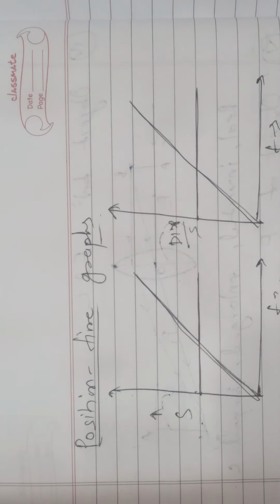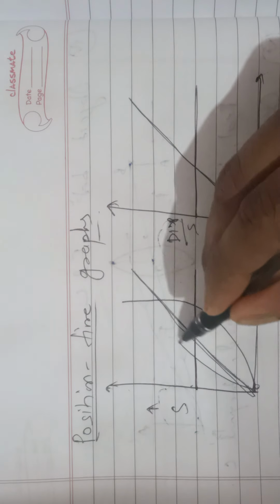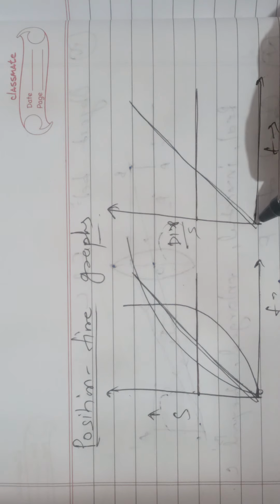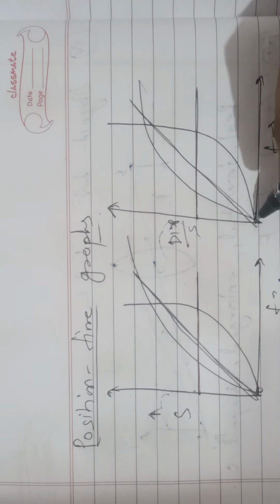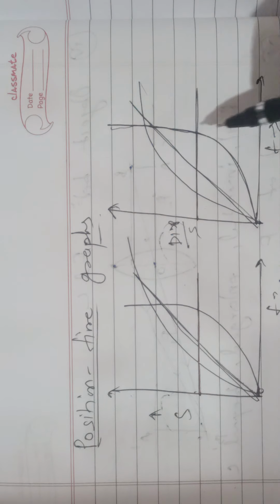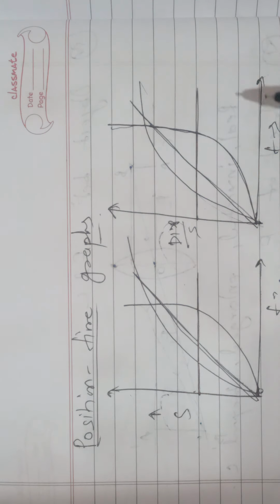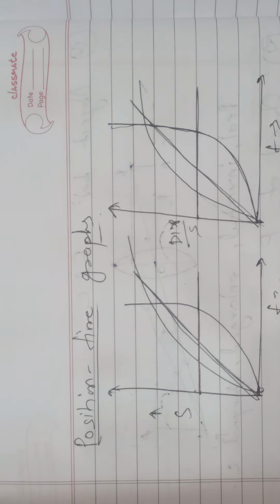If it is a non-uniform motion, we can go like this, or we can go like this also. Similarly, if it is a non-uniform motion, we can go like this, we can go like this also. This is non-uniform motion in which the speed is increasing. This is non-uniform motion in which the speed is decreasing. But after each and every graph, we need to find the slope and area.